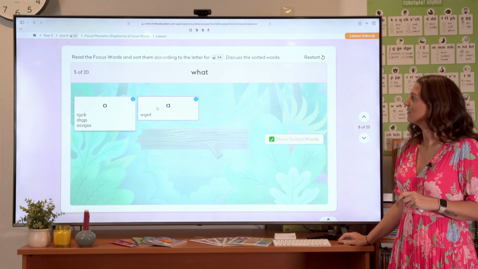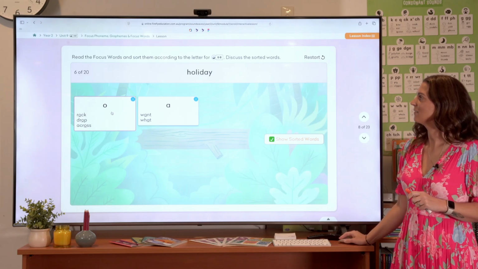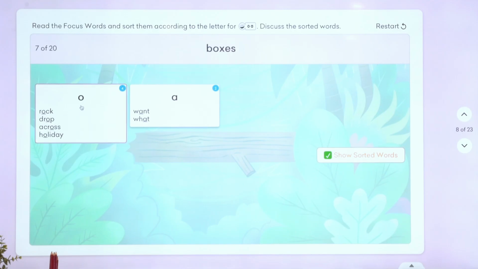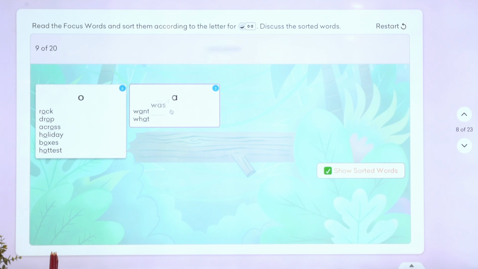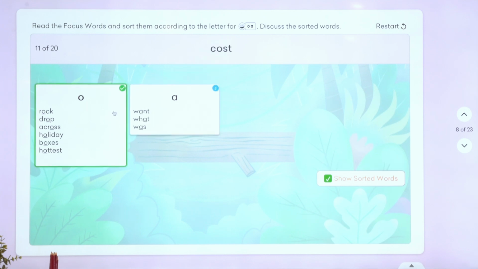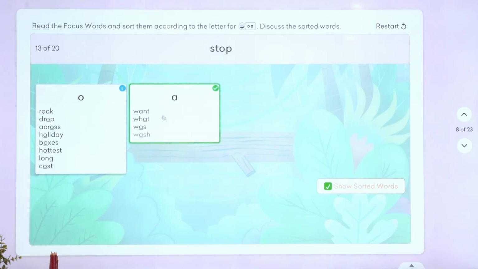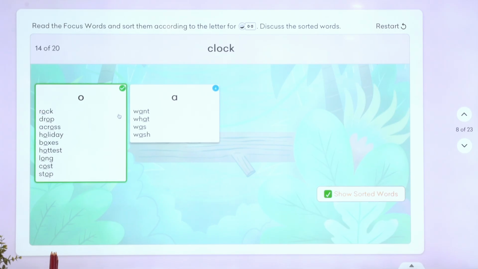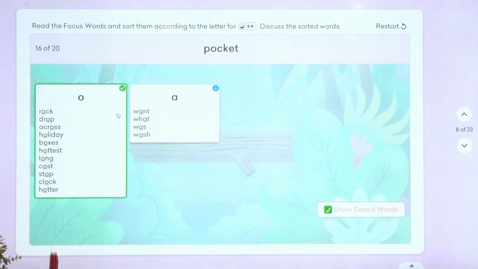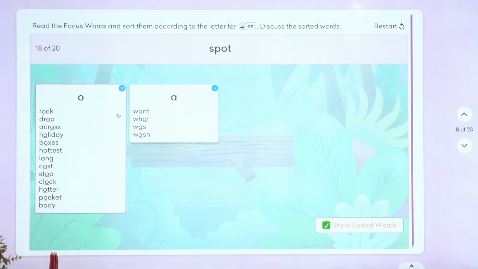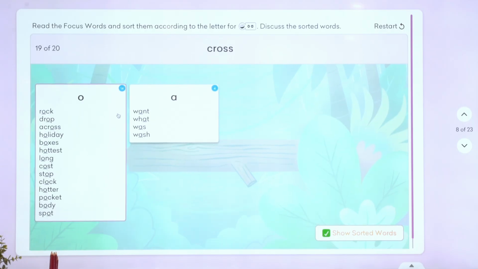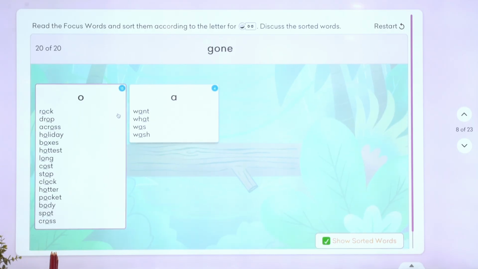What? Holiday. Boxes. Hottest. Was. Long. Cost. Wash. Stop. Clock. Hotter. Pocket. Body. Spot. Cross. Gone.